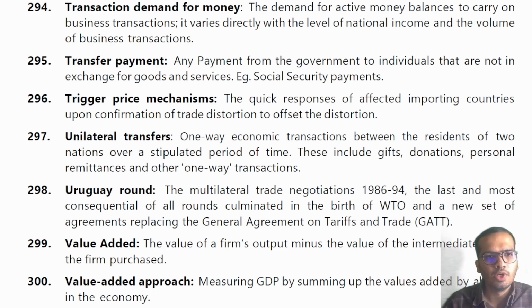Then we have number 297, unilateral transfers. These are one-way economic transactions between the residents of two nations over a stipulated period of time. This includes gifts, donations, personal remittances, and other one-way transactions.